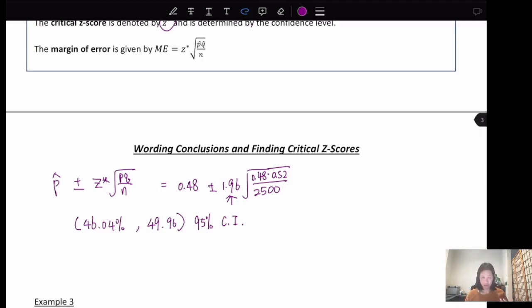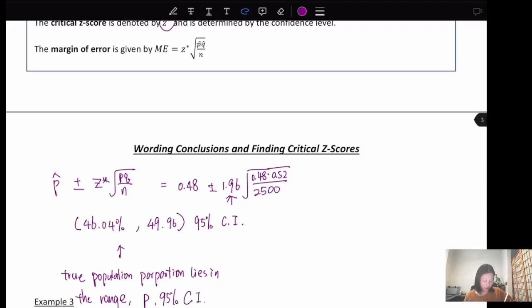One thing that I need to emphasize: since we want the true population proportion to lie in the range, in this case, this is going to be the p, not p hat. It is a 95% confidence interval for p, not p hat. The p hat is what we are using to estimate the confidence interval.